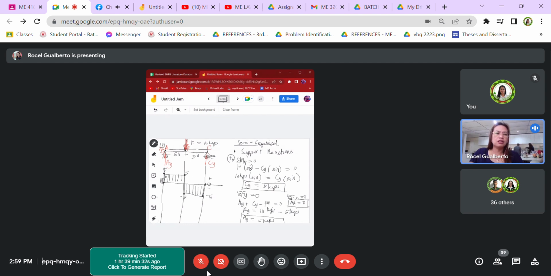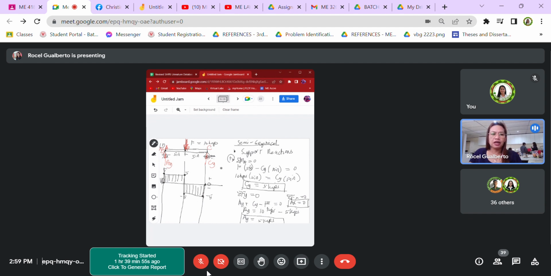Okay? So, this would mean the distribution of your shear all throughout the length of the beam. Okay? So, if you want to know what would be the shear at 2.5 inches from point A, so that would be 5. Okay? What would be the shear value at 7.5 inch from point A? So, dito po yun, negative 5. Okay? So, ano po? Yan.